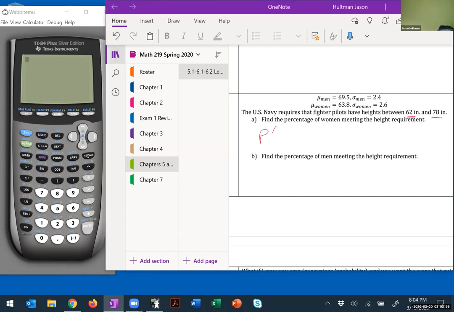So we want the probability that a woman is going to be 62 inches, and we're going to use X now. Why X? Because it's not a Z score. X tells me, hey, we need to factor in our mean and our standard deviation. So it's the probability that X is between 62 and 78. I'm going to plug that in with the mean for the women being 63.8 and the standard deviation 2.6.